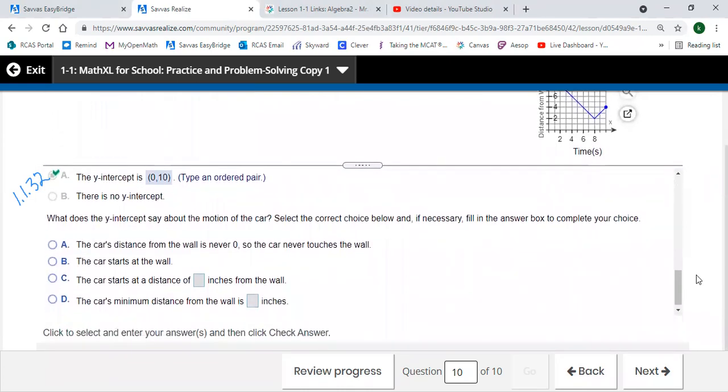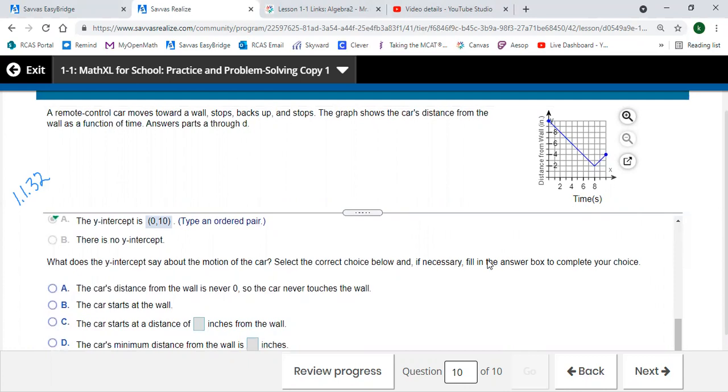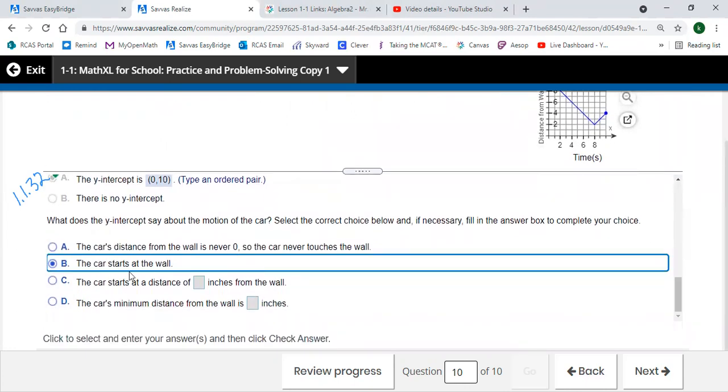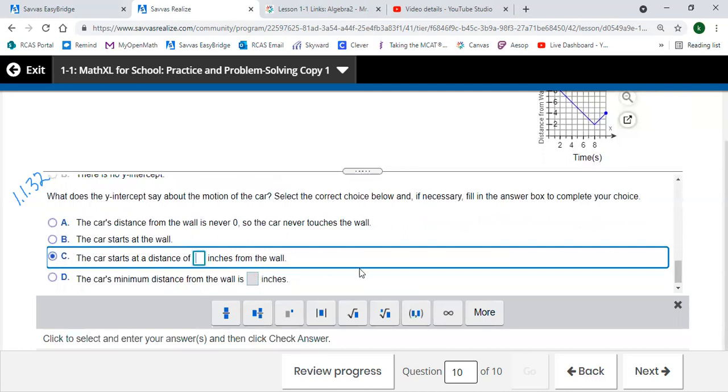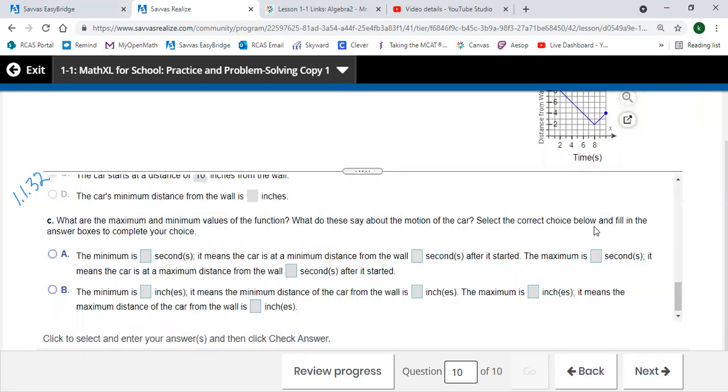What is the Y-intercept? So remember, Y-intercept's up here, time 0. At time 0, that's like when I start. My inches from the wall is 10. So the car's distance from a wall was never, no, the car starts at the wall. No, that'd be 0, 0. The car starts at a distance, there we go, that's 10 inches from the wall. That's what I want.